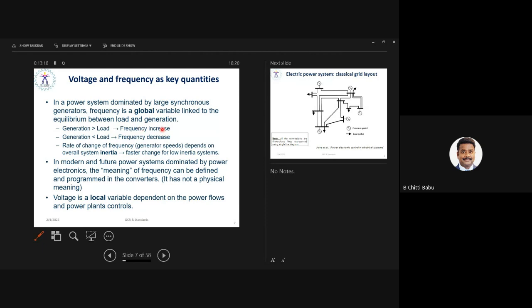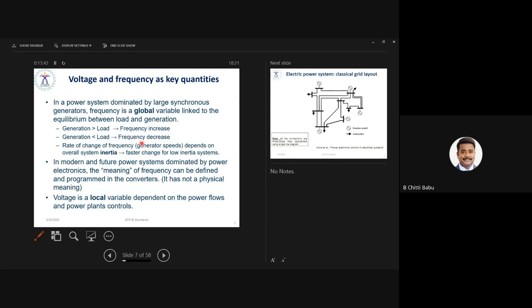Of course, there is always a rate of change of frequency. Frequency is a quantity that can change at any time; it's an instantaneous quantity. So the rate of change of frequency is governed by the generator speed, which depends on the overall system inertia, right? That is why, for any lower inertia system, the faster change would be there, right?